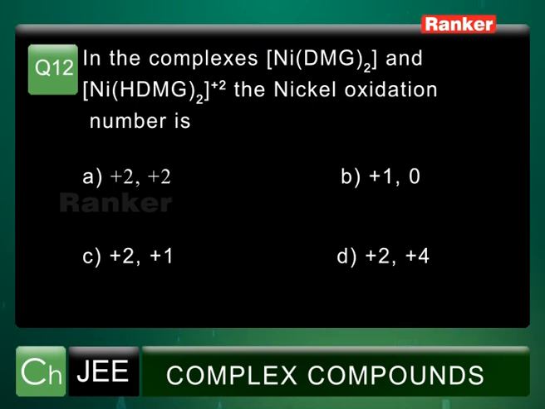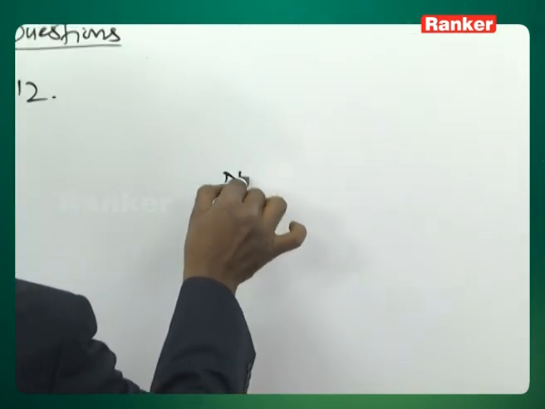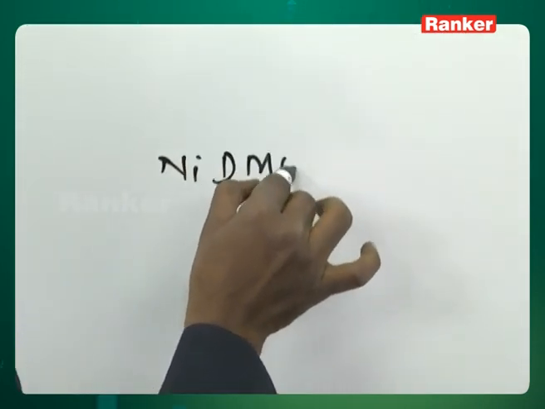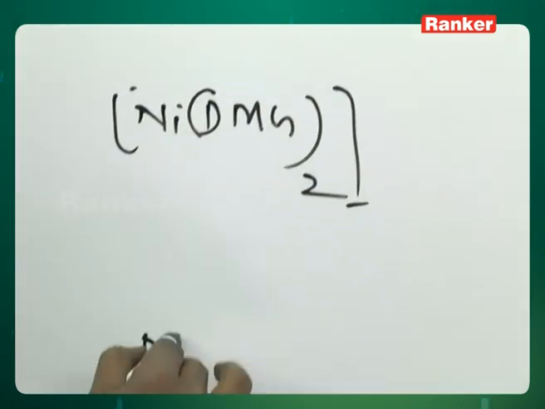The complexes are nickel DMG and nickel HDMG plus 2. The nickel oxidation number is 2. Two complexes are given. One is DMG twice. The second one is HDMG.